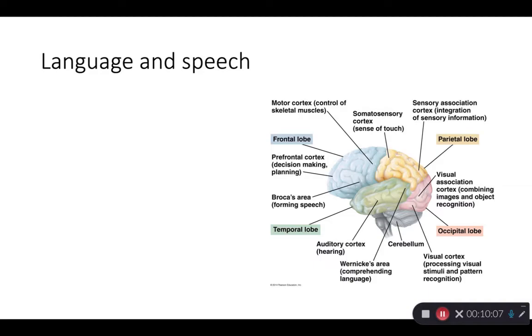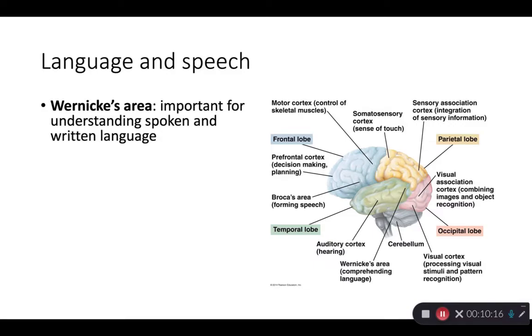I did want to talk a little bit about language and speech. So obviously very complicated, but I wanted to highlight a couple of areas that are involved in this. Language and speech are going to be concentrated in most people on the left side of the brain and not on the right side of the brain. You typically have all of your language and speech together.